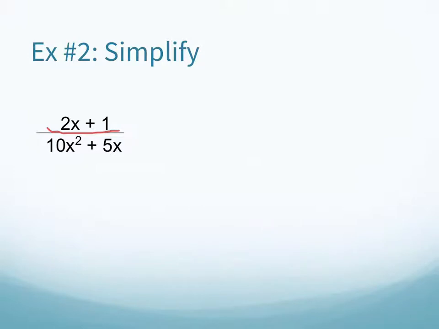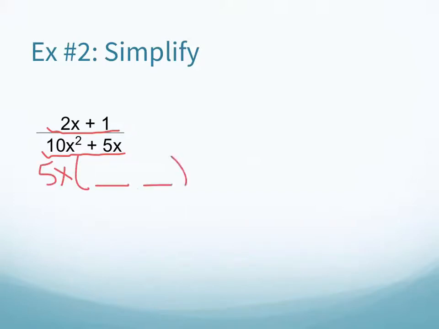Second step is difference of squares. Well, that's not a difference, so we can't factor the numerator. So let's see if we can factor the denominator. So the denominator is 10x squared plus 5x. So greatest common factor would be 5. They both have an x.